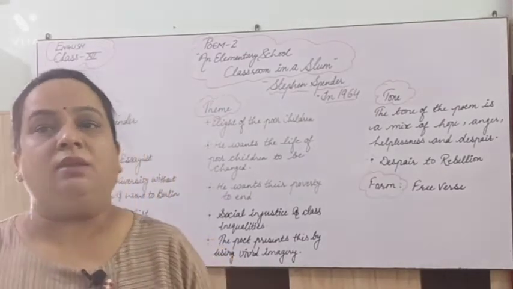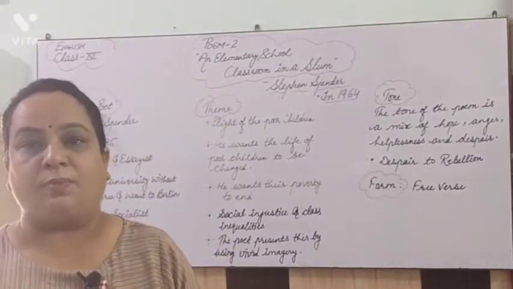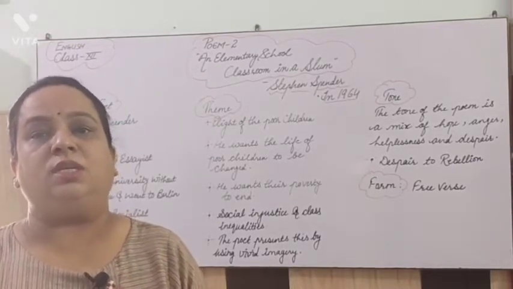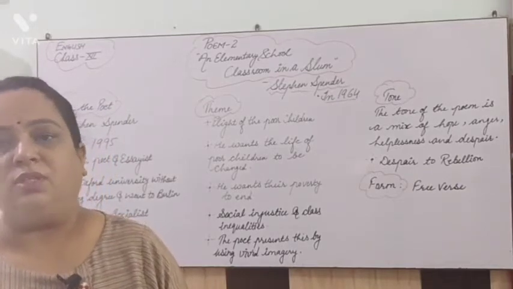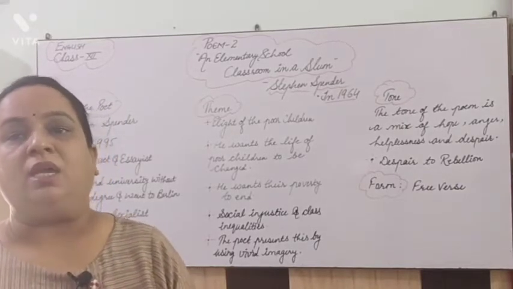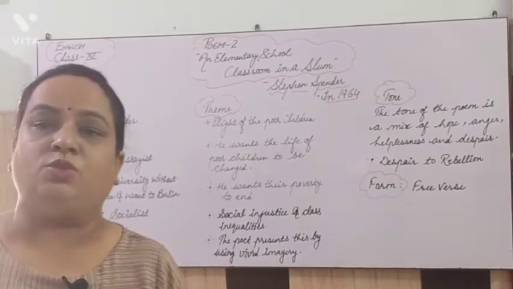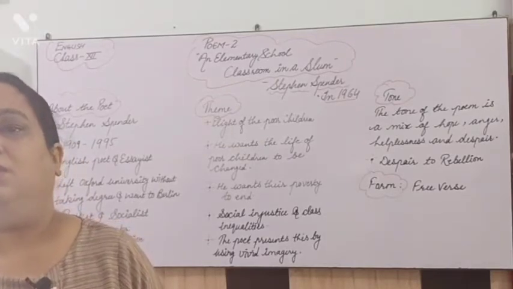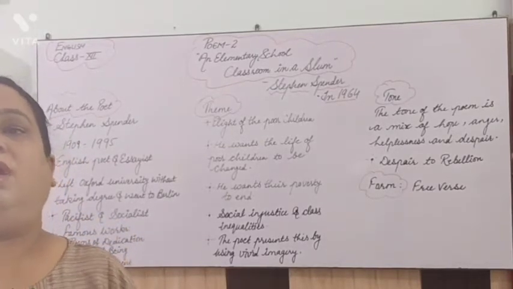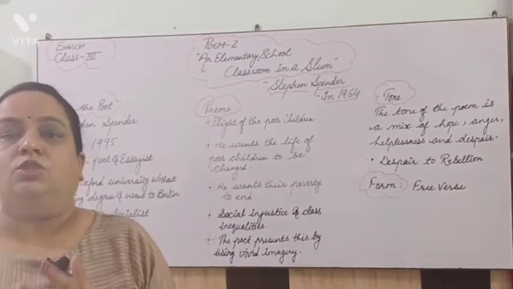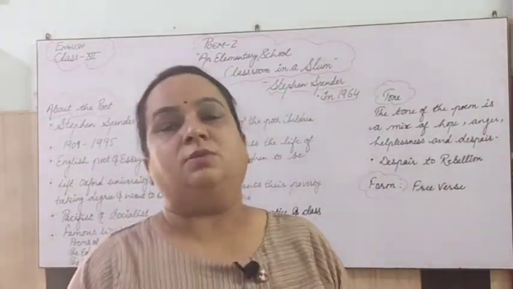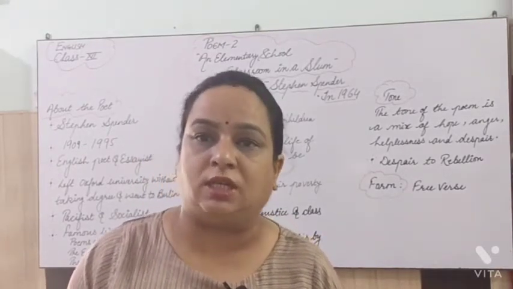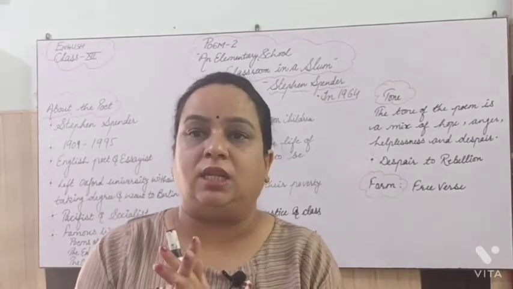He took a keen interest in the social and political problems of his time, and as a socialist reformer and a pacifist, he questions the value of education and the morals and ethics of individuals. So in this poem, Stephen Spender works with the theme of social injustice and class inequalities.